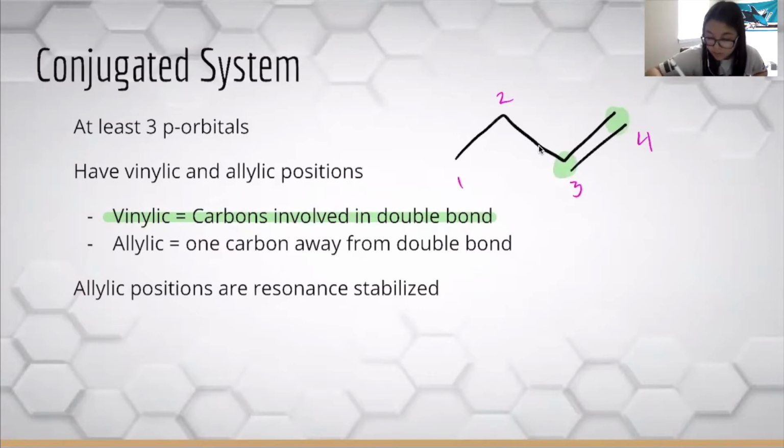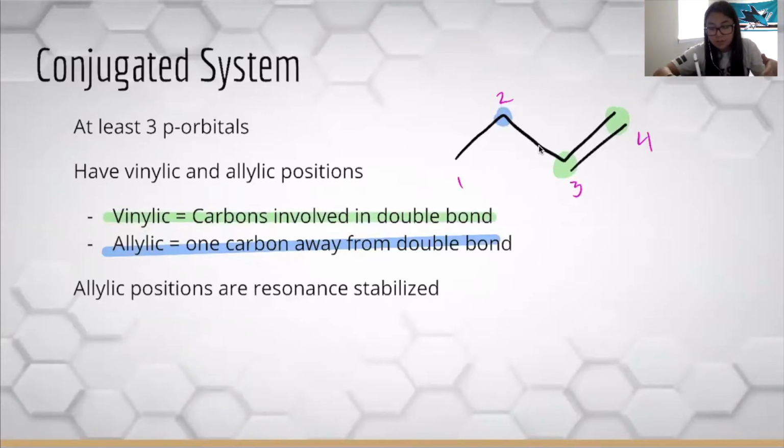On the other hand, there are allylic carbons, which are adjacent to the double bond, so they're 1 carbon away from the double bond. In this structure, that would be carbon 2. Allylic positions are also resonance stabilized.